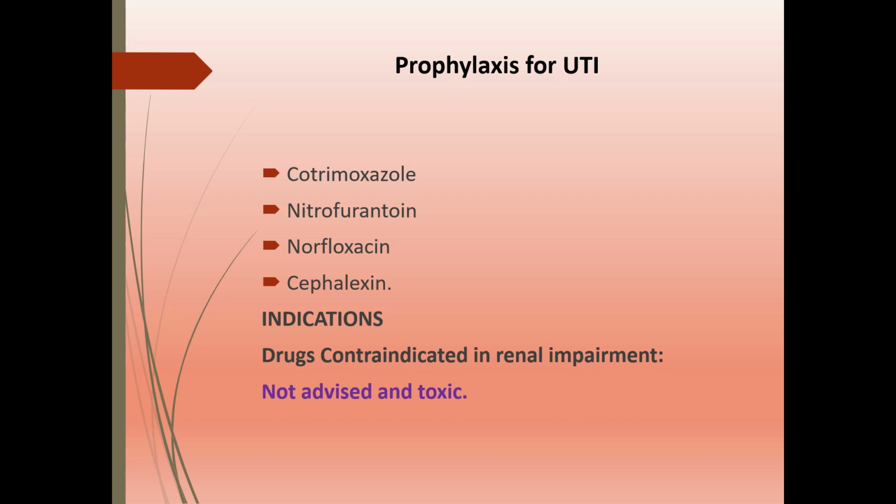So what are the drugs which are given? Septron, cotrimoxazole, Septron is the trade name, nitrofurantoin, which is a urinary antiseptic, norfloxacin, which is a quinolone, and cefalexin. So these are the drugs recommended for prophylaxis of UTI. And what are the drugs which are contraindicated or not advised and toxic in renal impairment? Nitrofurantoin, a urinary antiseptic, should not be given in renal impairment. And tetracyclines are also contraindicated in renal impairment except doxycycline. So these drugs should be used with caution, as should certain cephalosporins like cefalothin.